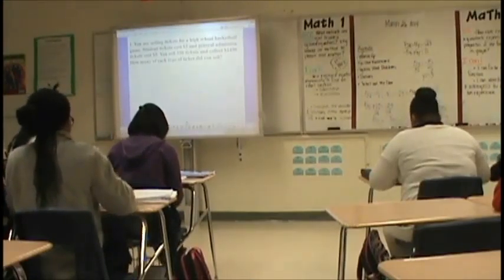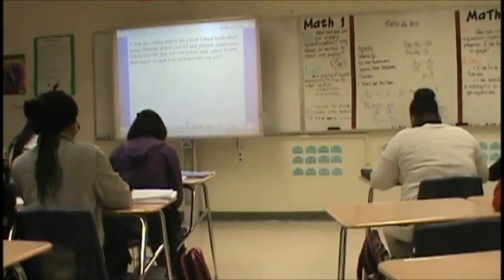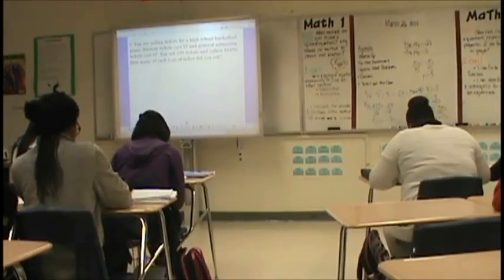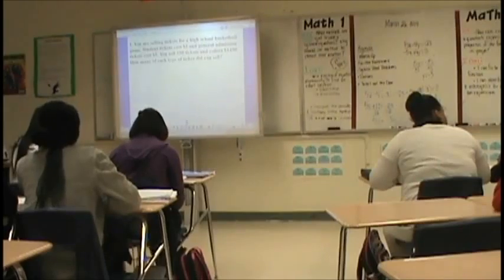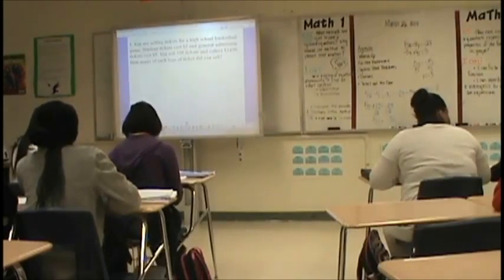You are selling tickets for a high school basketball game. Student tickets cost $3 and general admission tickets cost $5. You sell 350 tickets and collect $1,450. How many of each type of ticket did you sell?